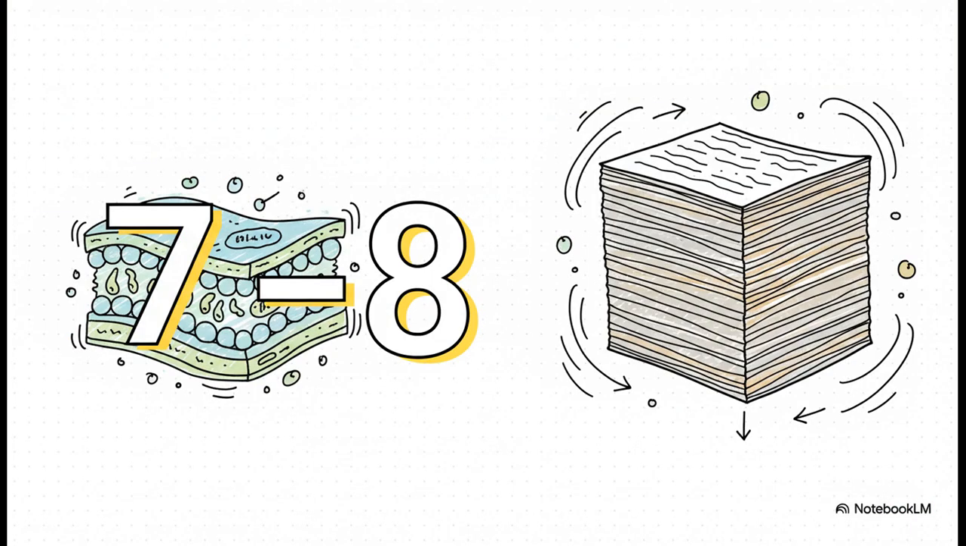So just how thin are we talking? Get this, it's only about 7 to 8 nanometers thick. Now, to put that into perspective for you, a single sheet of paper is about 100,000 nanometers thick. So this barrier is literally thousands of times thinner than paper, and yet it's strong enough and smart enough to protect everything inside. It's kind of mind-blowing.